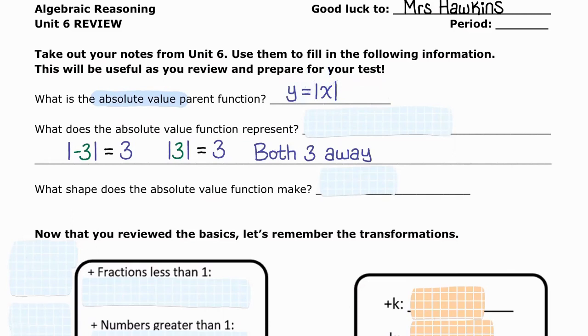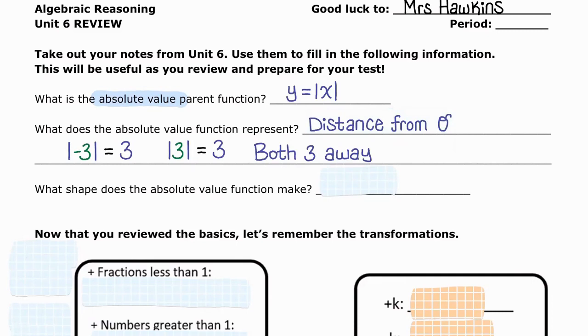So what does the absolute value represent? You'll notice that I provided a hint where I have the absolute value of -3 is +3, and then the absolute value of 3 is 3, and I say both are 3 away. So hopefully that helps you remember that the absolute value is all about distance from 0.